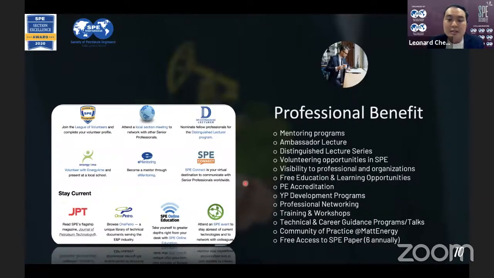And of course, we also stay current with the current technology, such as from JPT, Journal of Petroleum Technology, OnePetro, and SPE Online Education. And of course, needless to say, the SPE events, both internationally, locally, or maybe even globally. And in terms of professional benefit, we benefit a lot, spanning from mentorship, mentoring programs, ambassador lectures, distinguished lecture series, volunteer opportunities in SPE, and of course, visibility to professionals and organizations. And of course, free education and learning opportunities, PE accreditation, professional engineering accreditation, young professional development program, professional networking, trainings, workshops, technical career guidance programs and talks, and of course, community of practice at MedEnergy, and free access to SPE papers annually. Next slide.